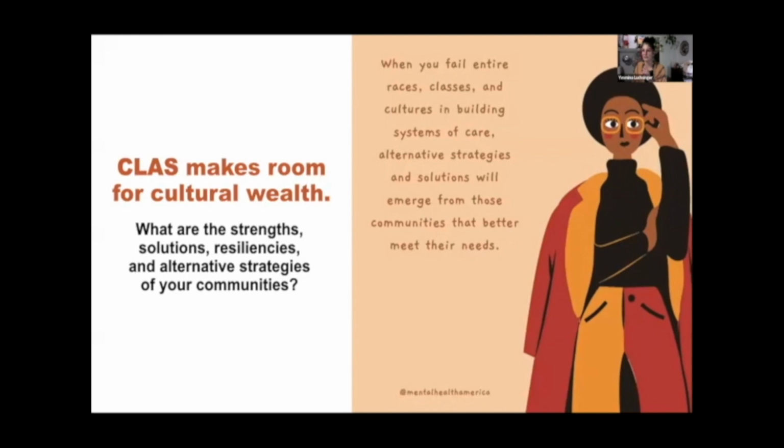Culture is not something that you can learn and be fluent in. We heard it when Suganya talked about the trance-like state, that some might say could be a result of something that's unusual, or it could be something that's a strength or a resiliency factor of that culture. So we want you all to start thinking about some of the strengths, solutions, and resiliencies of your community.